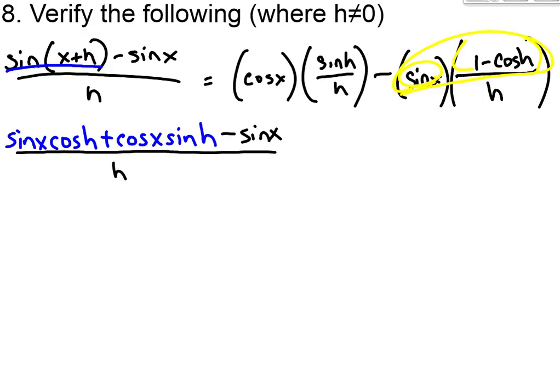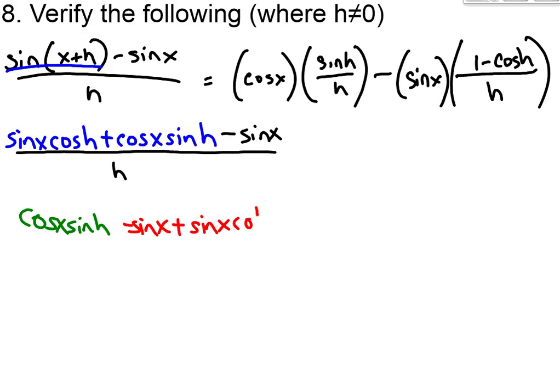And if I take that out, I'm going to take it out as negative sine x. I'm going to write this one first, so that's going to give me the 1, and then that one second. So the first thing I'm going to do is just simply rearrange this so it's in a more convenient order. So I'm going to put cosine x sine h first. And then I'm going to go minus sine x plus sine x cosine h all over h. Okay, so that just made things more convenient for me.